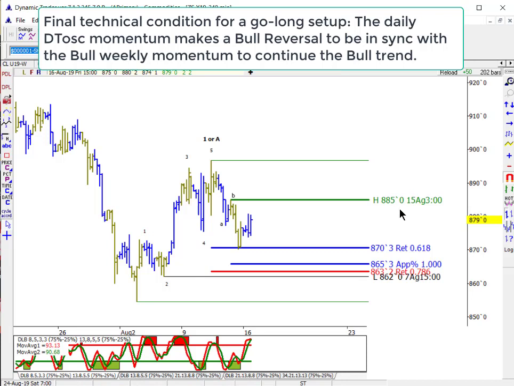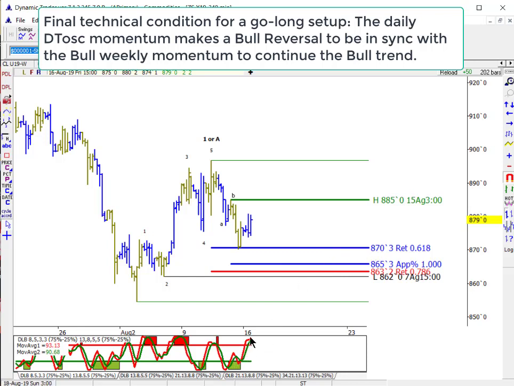Here is, again, the 240-minute data in soybeans. Just a beautiful 5-wave advance. Potential ABC correction. That's right at the 61.8% retracement here. The furthest downside should be around 865. That's the 100% alternate price projection.